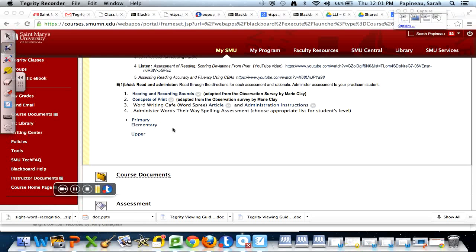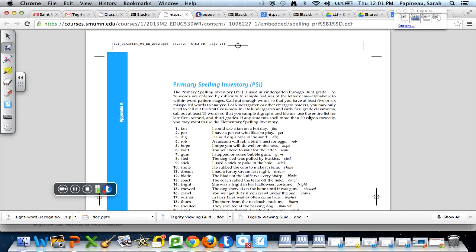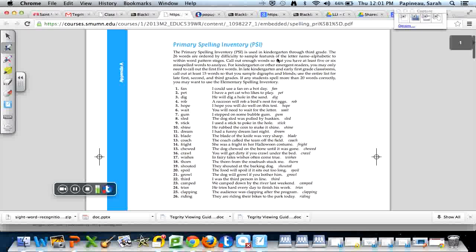So depending on their grade level and where you think they currently can handle, you can choose any one of those lists. And I pulled up the primary list, and I'll bring that up here. And as you can see, the directions right here say the primary spelling inventory is used in kindergarten through 3rd grade. The 26 words are ordered by difficulty to sample features of letter name alphabetic to within word pattern stages. So this set of words is going to give you an idea of where they might fall within those different spelling stages.